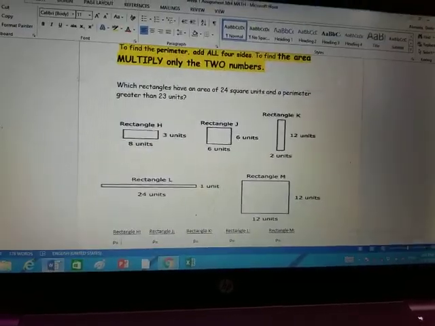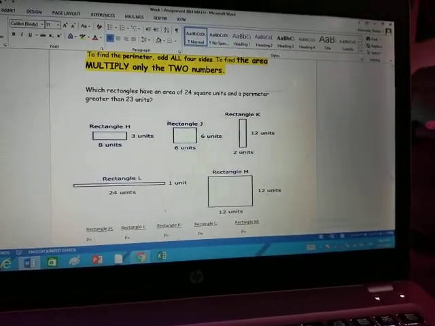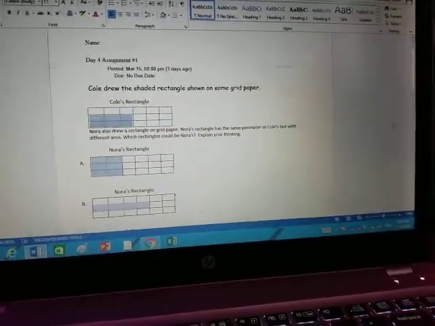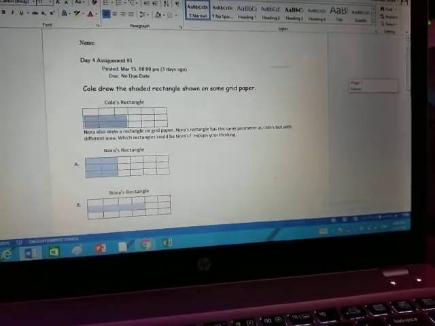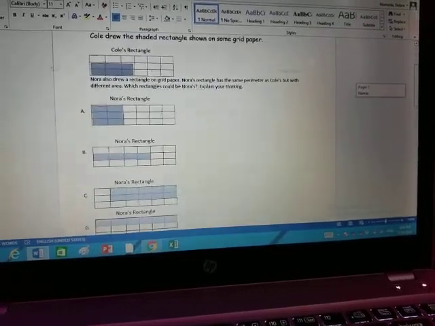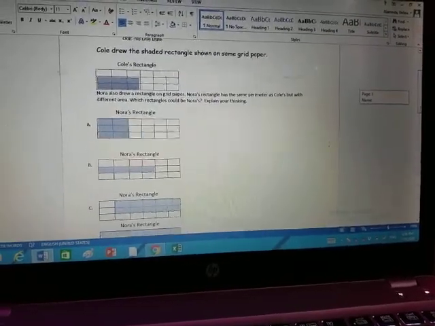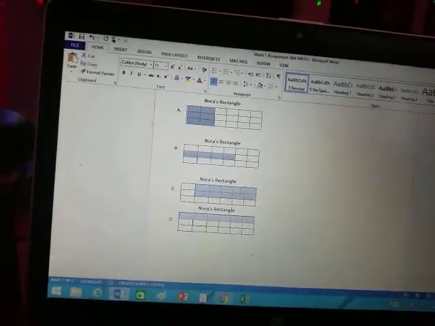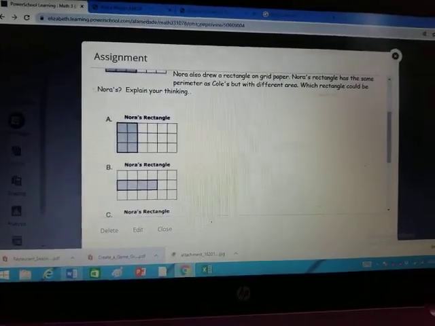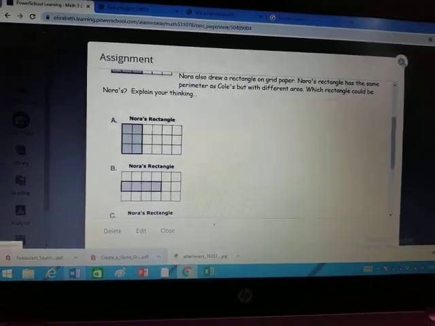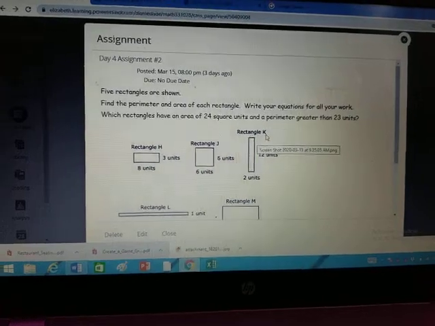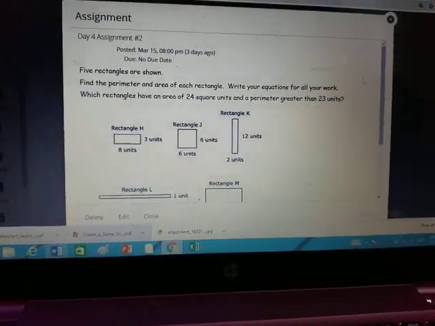I put it in a Word document right over here. And again, all you have to tell me is which one of these rectangles, A, B, C, or D, has the same perimeter as Cole's, but a different area. So that's it. Now for the second part of the assignment, right over here, there's a little more involved, but it's still not too much.